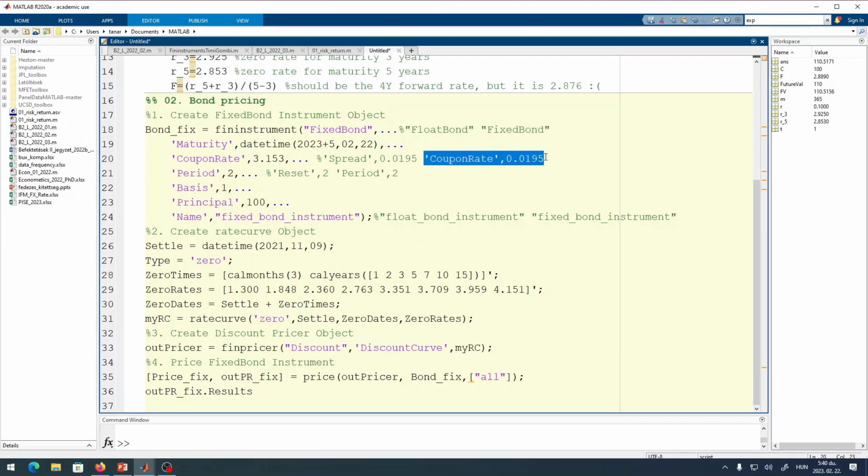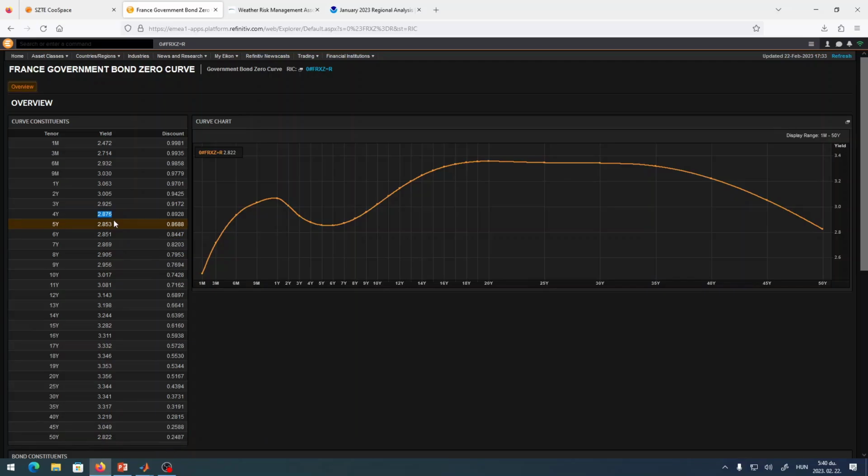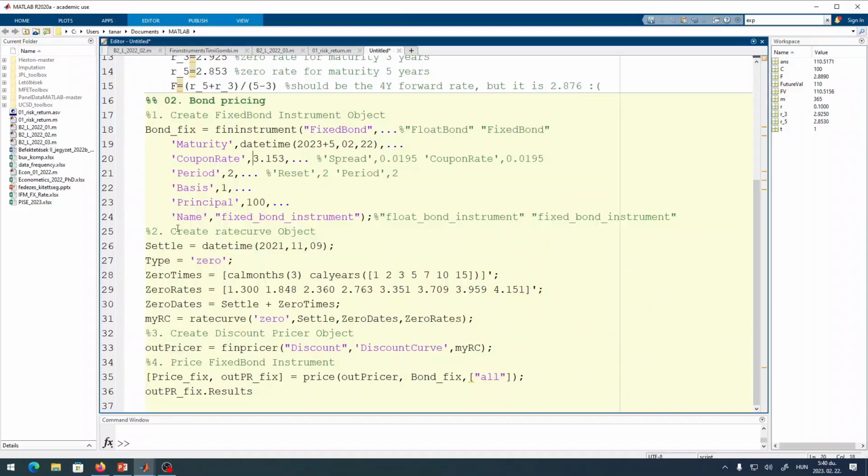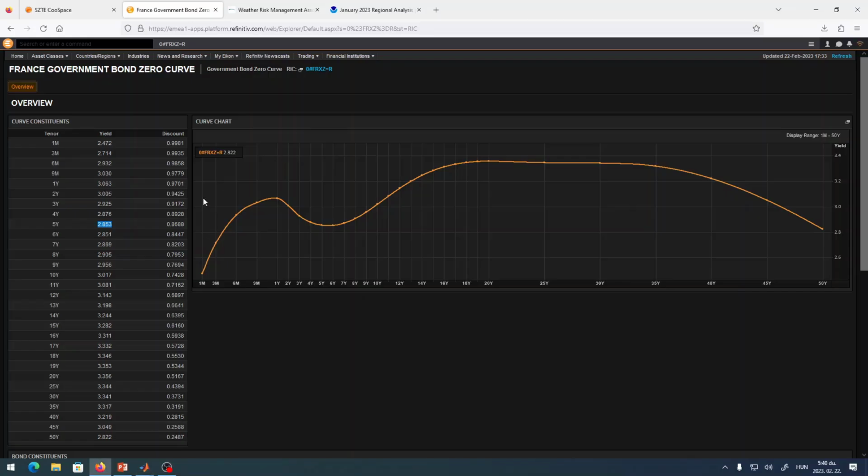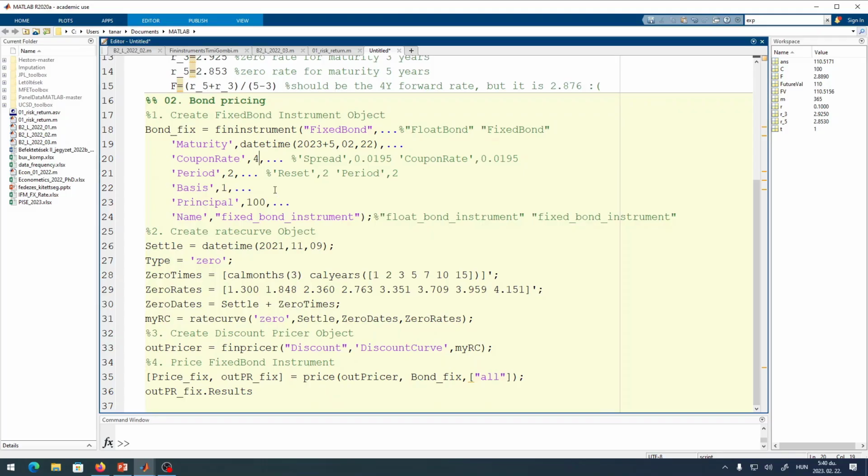In this case we have to be really careful, because if it's a floating rate, then it will be a spread. So the LIBOR plus spread will be used. If it's a fixed bond, then the coupon rate functions must be copied here. So this matters. So the coupon rate, we are going ahead by 5 years. Let's say it's 4. It's above the government bond, or the zero curve right now.